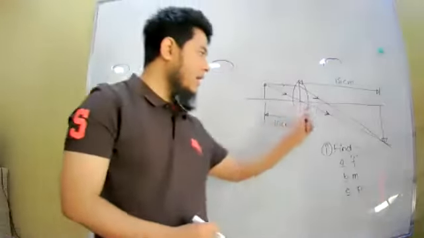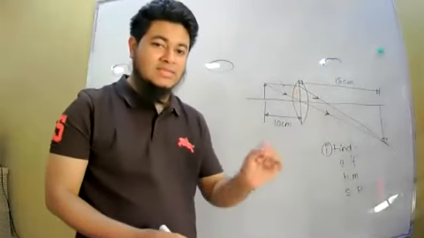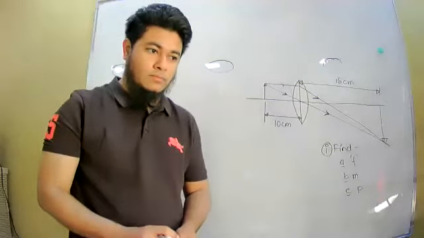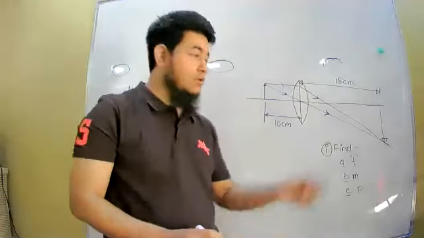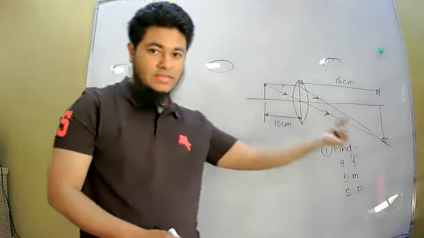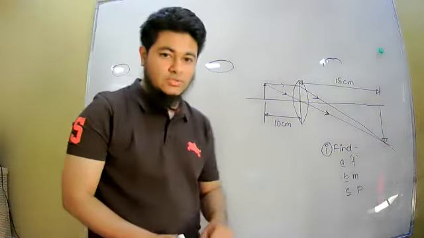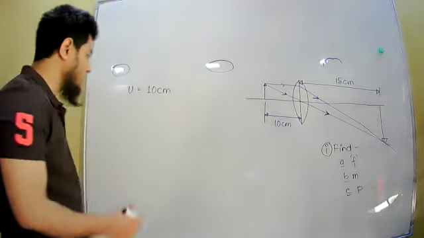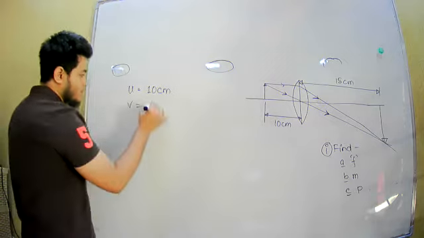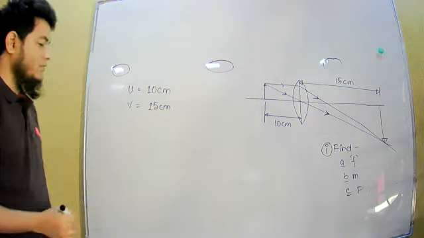And as you can see, the image that has been formed on the other side of the lens, is that real or virtual? Real, because the rays are actually meeting. You don't have to extend them backward. So the image formed here is a real image. So the distance of the image will be positive or negative? Positive, because it is a real image. So v is also equal to positive 15 centimeter.